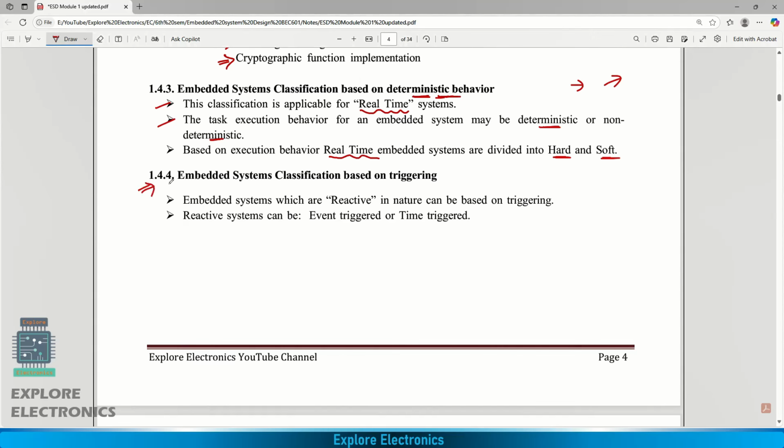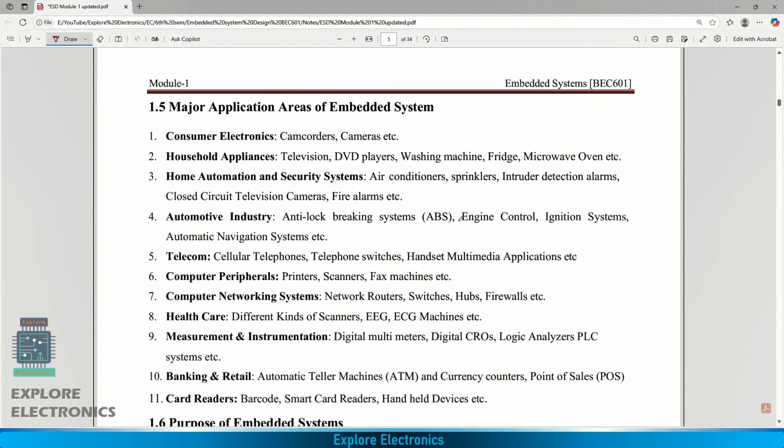And then the next thing is classification based on the triggering. Embedded systems which are reactive in nature will be based on the triggering mechanism, meaning there will be event triggered or time triggered systems. Time triggered means we will be fixing a timeline for that: after 30 seconds, this event should be triggered. It is like an automated tank filling mechanism. Whenever it fills to 90% of the tank, it should be triggered and turn off a switch, right? That is how it is. So those things will be event triggered or time triggered systems. We can categorize by triggering mechanism as well.